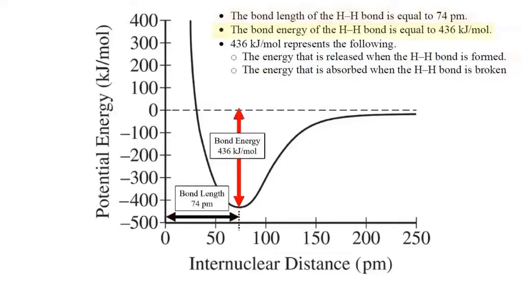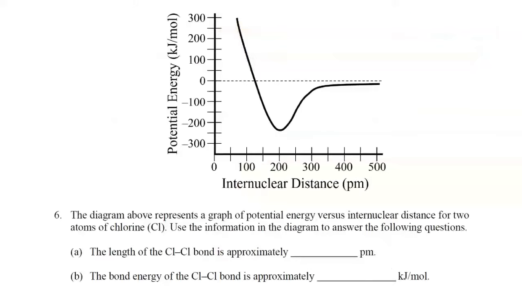And then on the y-axis, the distance from 0 to the bottom of that potential energy graph would be the 436 kilojoules per mole. That is either the energy released when the two hydrogen atoms come together to form the bond, but it can also be the magnitude of energy that is absorbed when that stable hydrogen-hydrogen bond is broken and we pull the atoms apart.